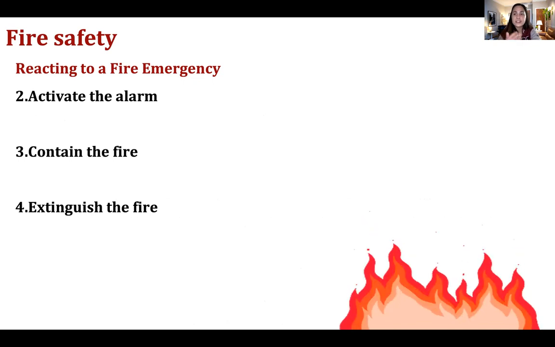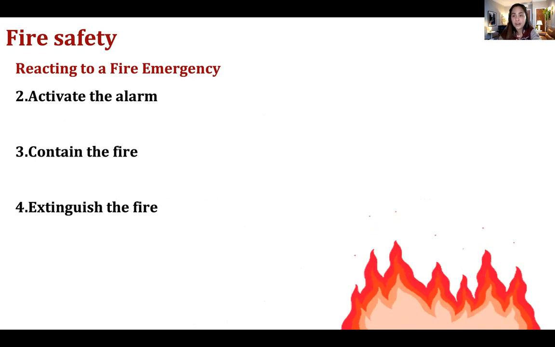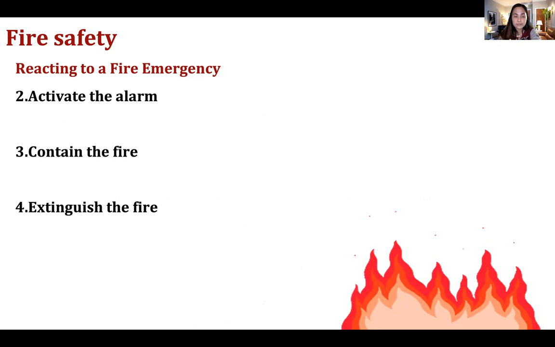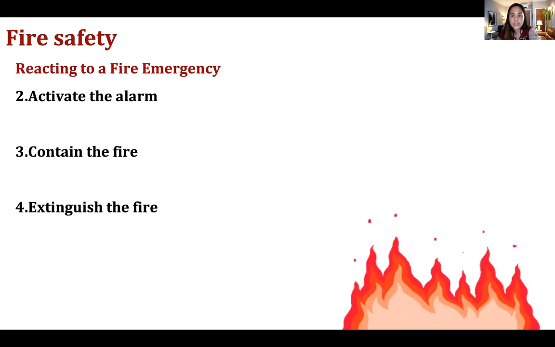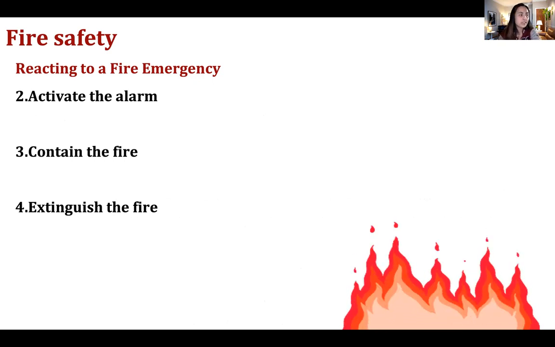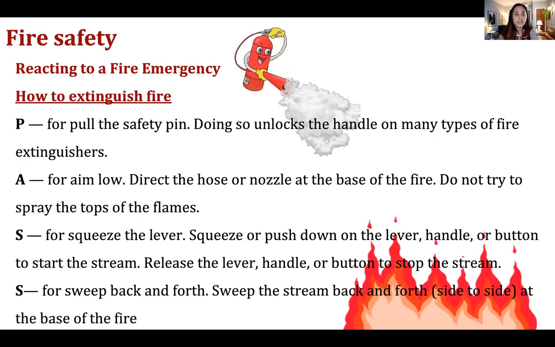Next, A is activate the alarm. In all hospitals, there will be an alarm if there is fire. Then C is for contain the fire, and E is for extinguish the fire. To contain the fire, make sure to close all the doors and windows so the fire will not spread. It will be contained in one area.